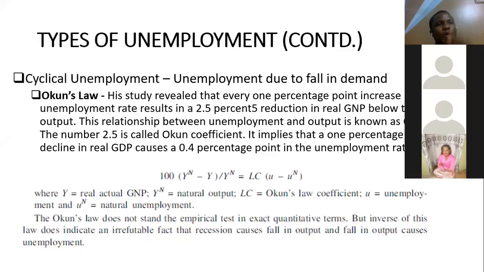Again, once there is a fall in demand, for example, the unemployment that arose last year because of that coronavirus is cyclical unemployment. Why? There was lockdown. When there was lockdown, people stopped demanding services and goods. There was a fall in demand.